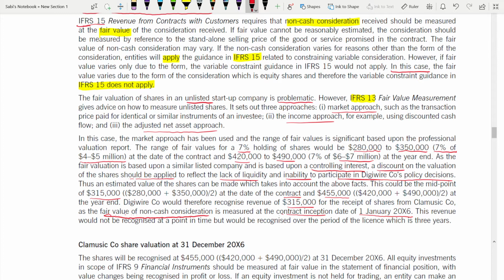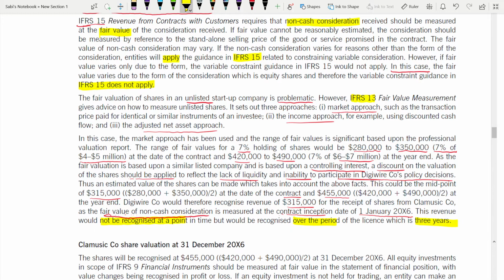This revenue would not be recognized at a point in time, but would be recognized over a period of the license, which is 3 years. Another very important, key thing which most of the candidates miss at this point is you have to decide whether to recognize the revenue at a point in time or over a period. So here they said it should be recognized over a period, not at a point in time, over 3 years.